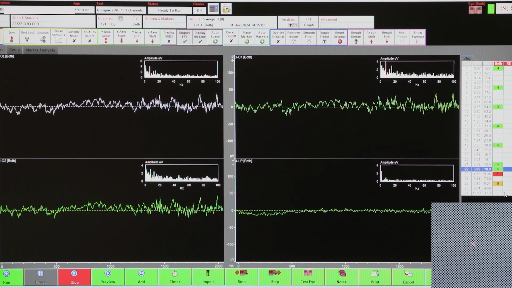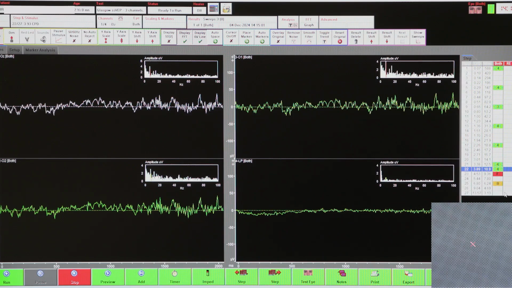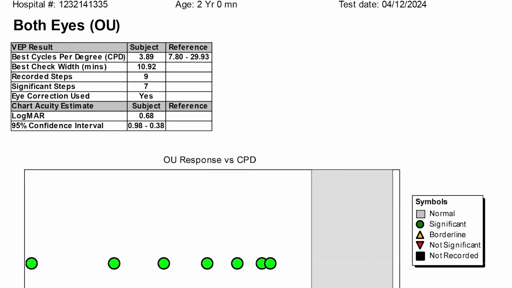So the test is complete now. Looking at the table on the right-hand panel, you can see that in a downward direction we have green, green, red results for consecutive check sizes, and that is how a threshold is defined. This is analogous to a similar threshold finding technique used in auditory electrophysiology. And let's take a look at how this test would be reported.